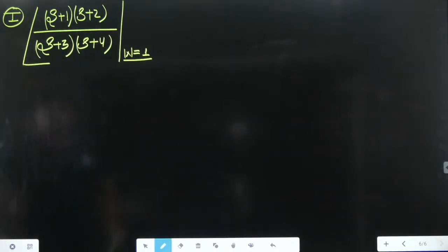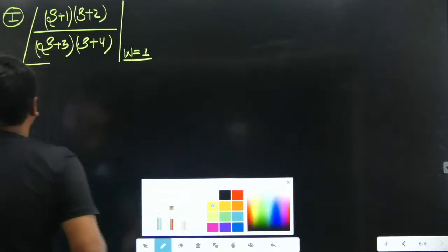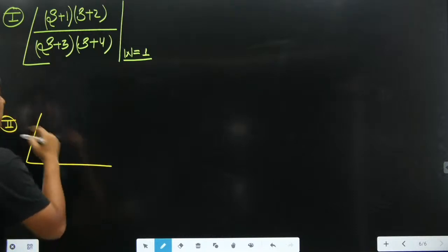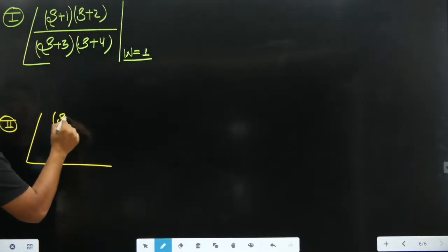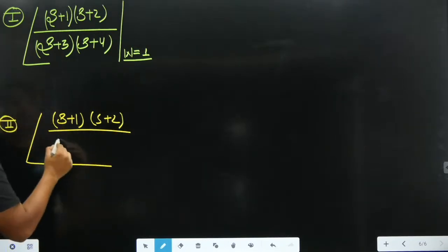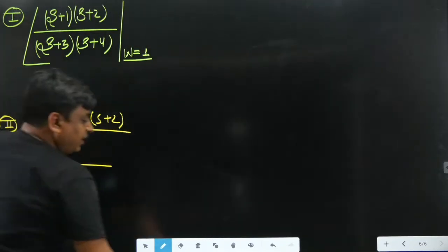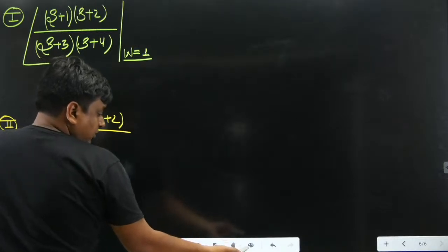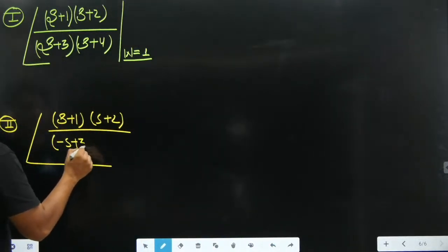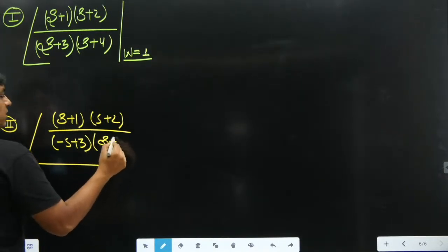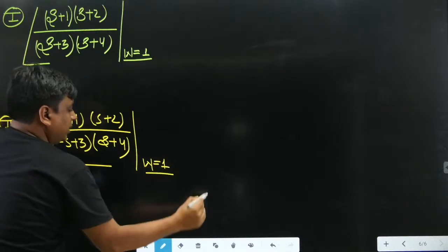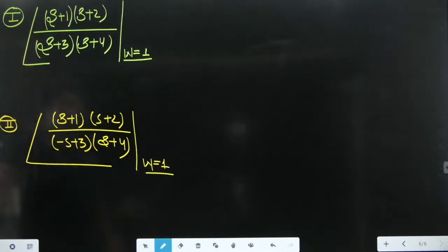Similarly, in the same sequence, let me take the next question. Here goes the next question, the second question. A little bit of amendment is introduced in this problem. May I know what it is? It is s plus 1 multiplied with s plus 2 on the denominator side, and we had minus s plus 3 and here we had s plus 4. How much angle is it going to have at omega equals 1?